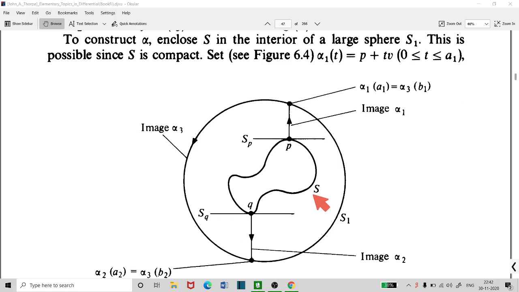This is the way we construct alpha. Suppose this is our surface S, and enclose S in the interior of a large sphere S1. This is a connected, compact, oriented n-surface, and this S1 is not the unit sphere, but a sphere which can enclose this S. That is possible because S is a compact subset of R^(n+1), then it is closed and bounded. Then you can construct such a large sphere S1.